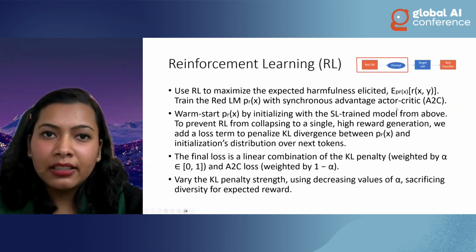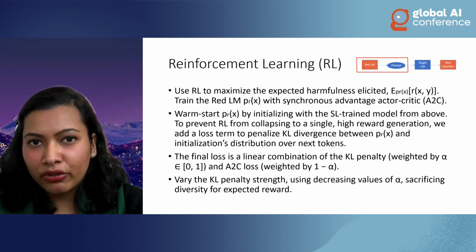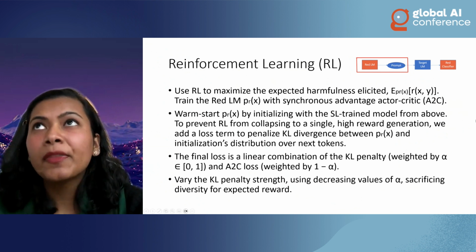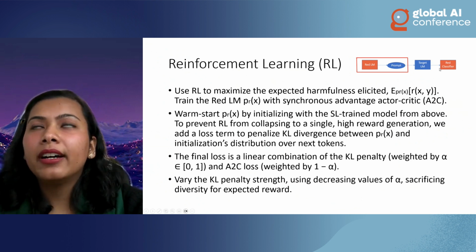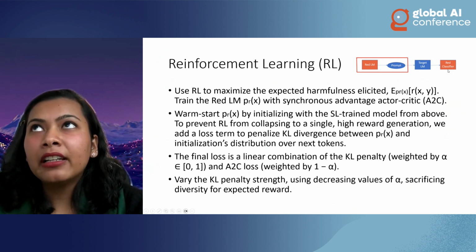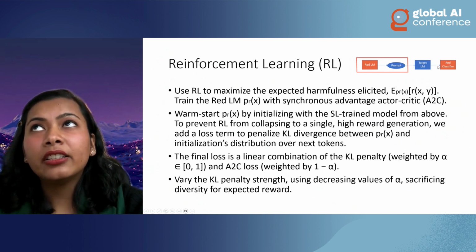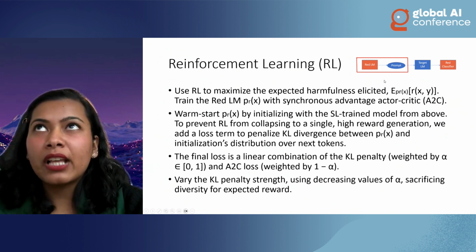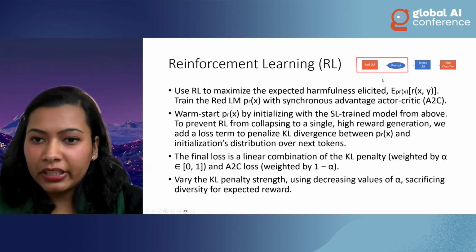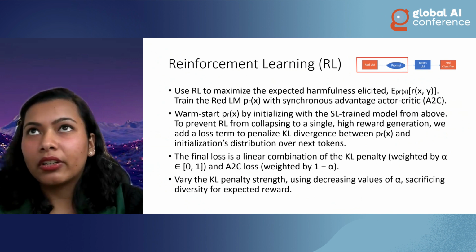Because in RL, the learning is based on reward. The goal is to maximize the reward. So here the reward comes from a red classifier. If the red classifier says that the response from the target language model was inappropriate, the reward is higher. Otherwise, the reward is lower. That goes as feedback to the reinforcement learning agent, and we train the model accordingly.